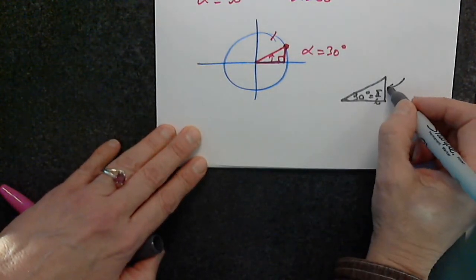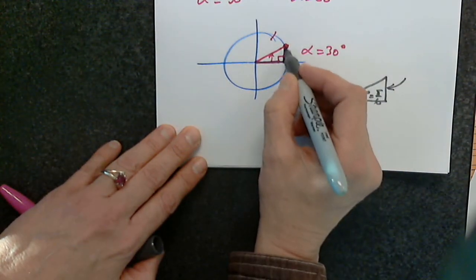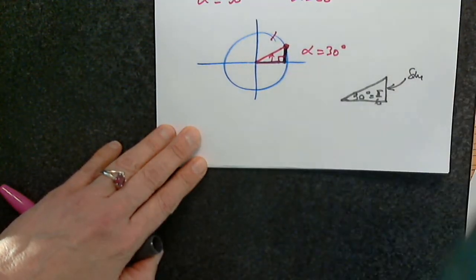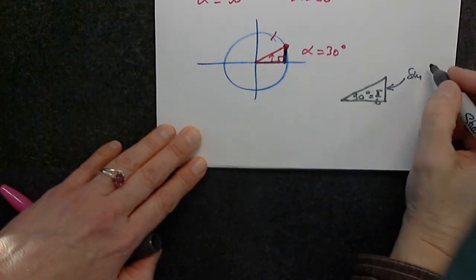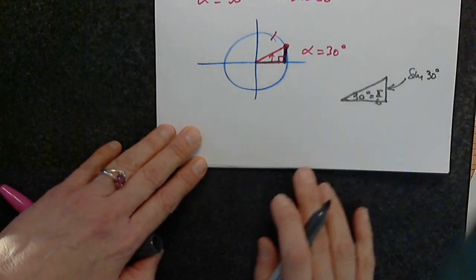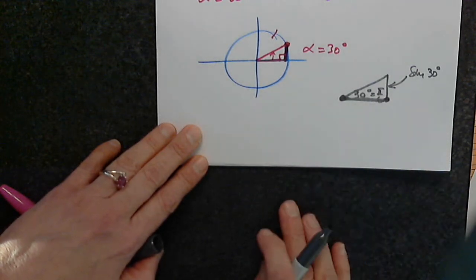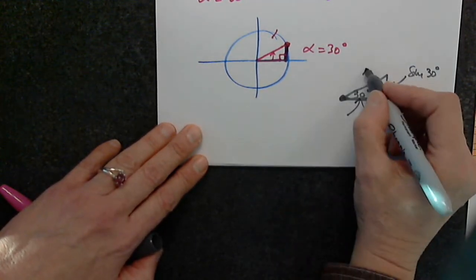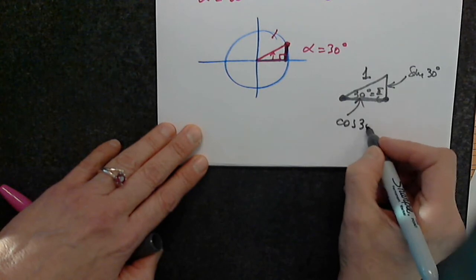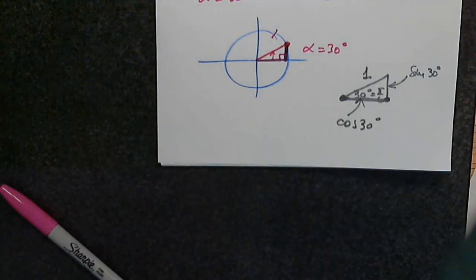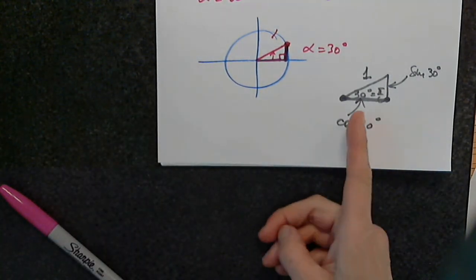Okay. What does this represent? Which is this piece? Sine alpha. Exactly. Alpha or 30 degrees or pi over 6. Perfect. What is this piece between here and here? Right. And this must be 1. Agreed? Yes. Good.